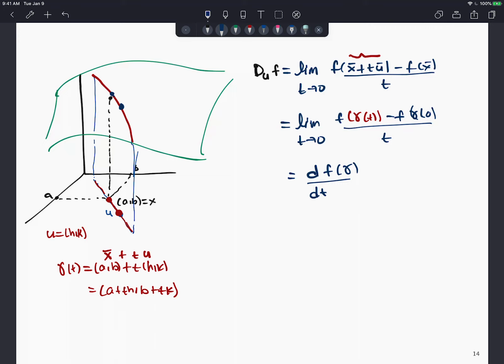Now, in a previous video, this is why I said we needed that. We saw that this is a composition of a curve gamma with a function f. So this really just becomes, this is what we saw, the gradient of f dot gamma prime.